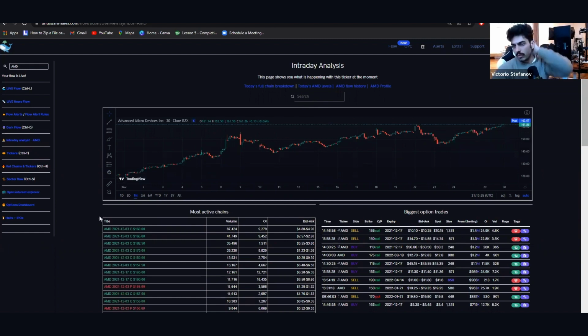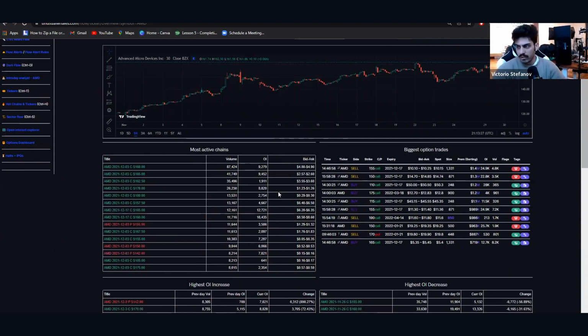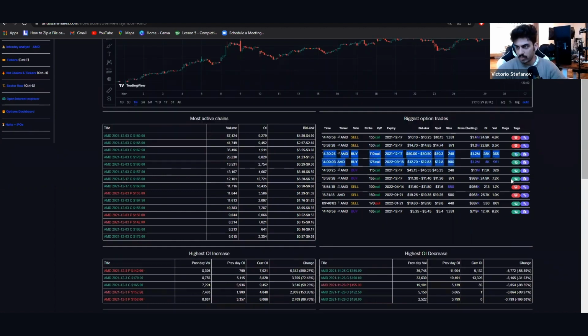So what we do is we type in AMD. And right away, you can see what the biggest orders of the day were, right? There were some bearish, there were some bullish. But you're going to see which strike is being attacked the most. Now, you can see December 3rd for most of the top 10, I guess, here are being attacked.